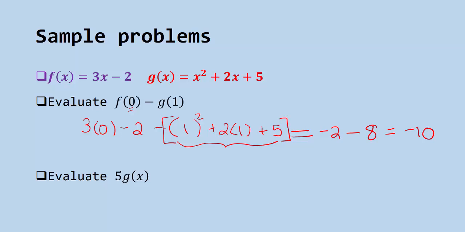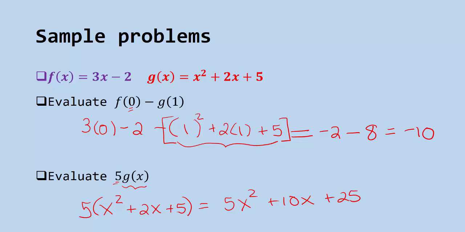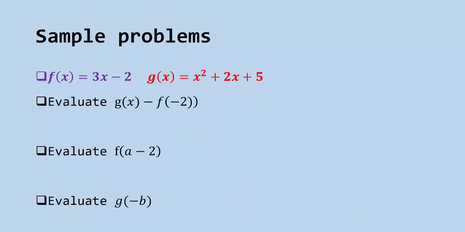Let's evaluate 5 g of x. The 5 means to multiply our g of x function. So since there's just an x in the x-coordinate, I literally am going to just write down the g of x function. And I'm going to be multiplying that by 5. So I will go through and multiply, and that will get me 5x squared plus 10x plus 25. Nothing else to simplify. That would be my final answer. Let's try some other sample problems.